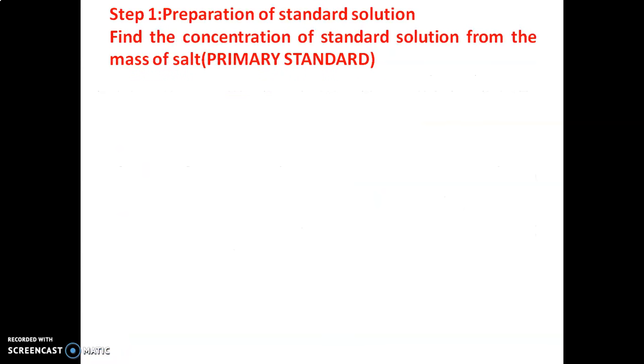Okay, so let us discuss the steps. The first step is the preparation of the standard solution. Every titration has mainly 3 steps. The first one is the preparation of the standard. From the mass of the primary standard salt, we are estimating the concentration. So we do that particular step to calculate the concentration of the standard solution.